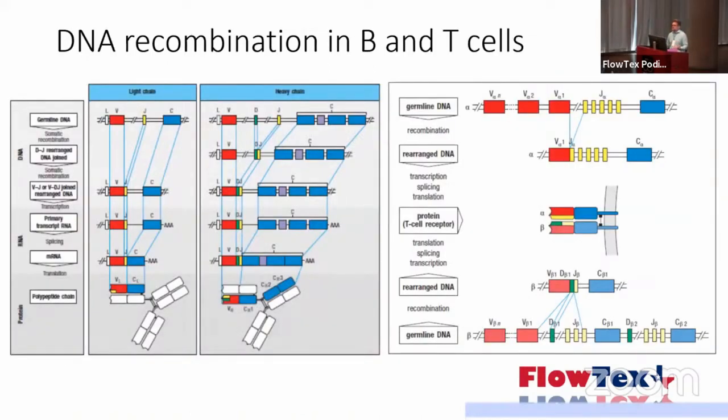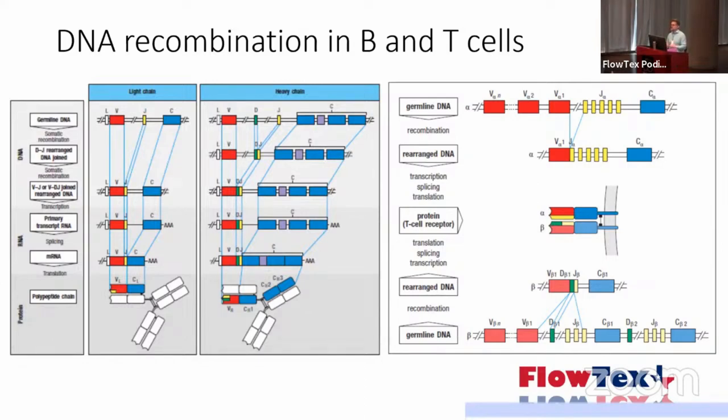T cells and B cells, to make their T cell receptor and B cell receptor, aka antibody, will undergo a series of DNA recombination events to generate up to 10 to the 13th different specificities for each of these, probably more than 10 to the 13th. I don't know the math, let's be honest. But a myriad of different specificities for their receptor, so that they have the ability to recognize anything that host might encounter. And so again, this is done at the DNA level.